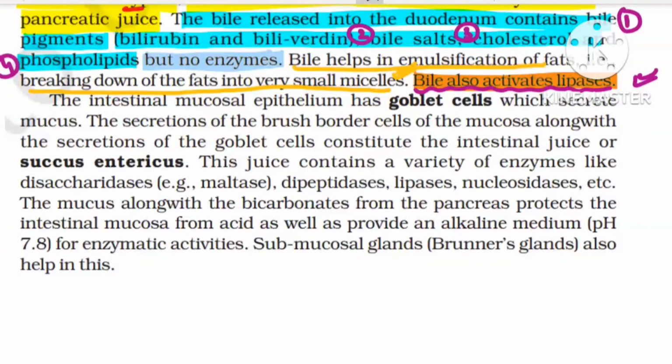Now we will be studying the intestinal juice.